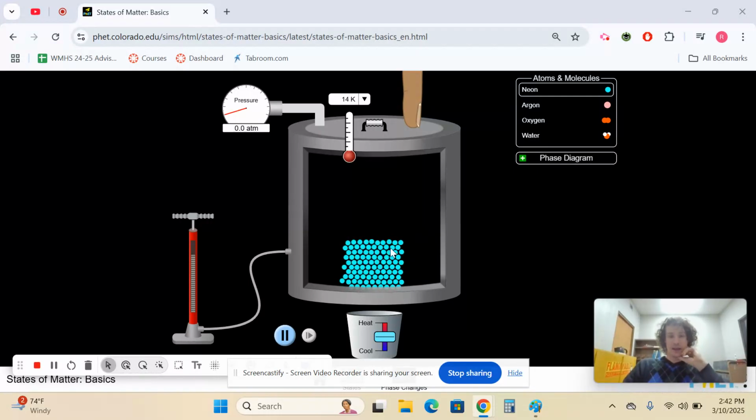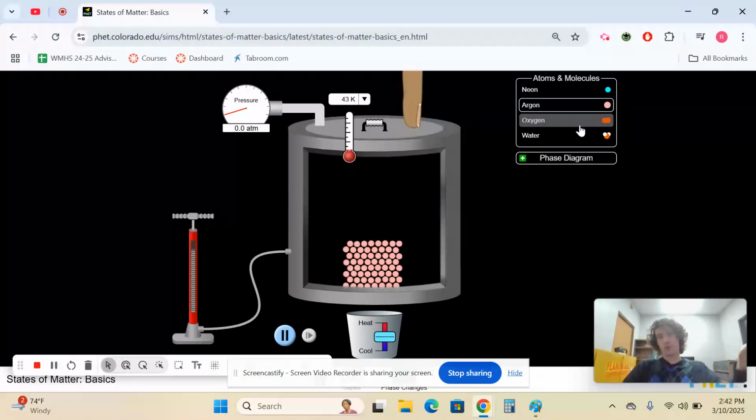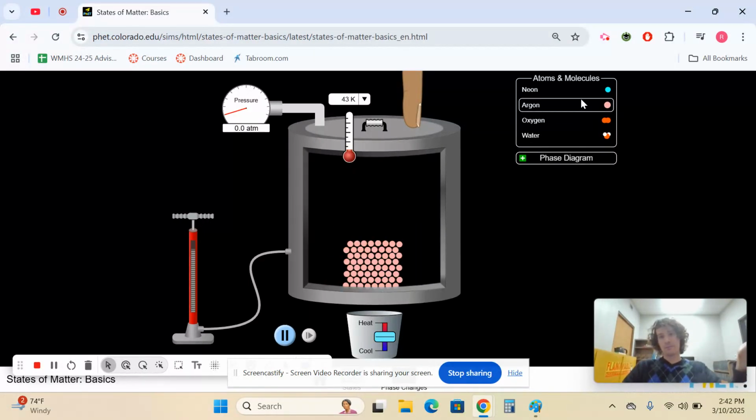So we have these little molecules, little atoms. In this case it's neon, though it really doesn't matter what I pick. Right now it's in the solid phase. How do you know they're solid? Hopefully you're saying, well, they're not moving past each other. These molecules are vibrating, shaking in place, but they're not flowing.